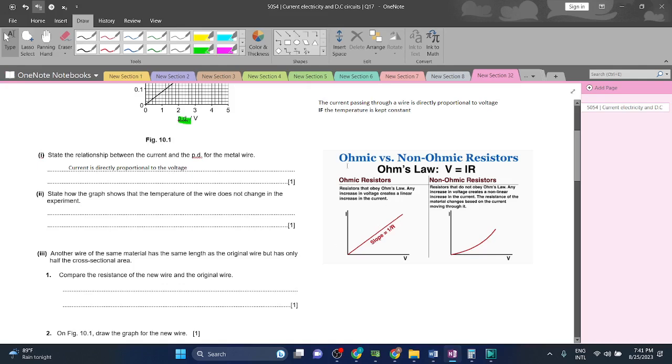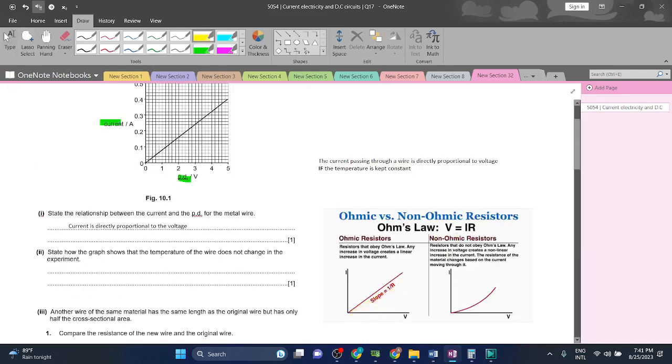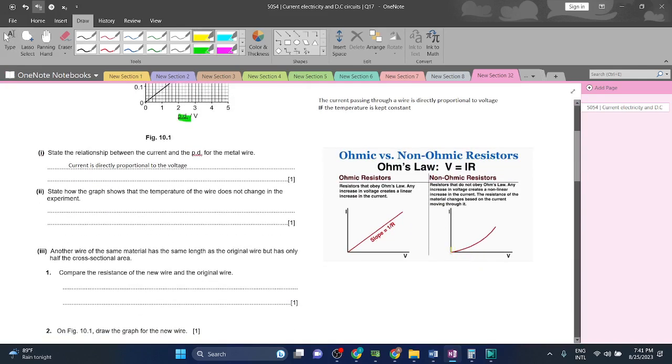Let's look at this. An ohmic resistor has a perfectly straight slope, a straight line. On the other hand, a non-ohmic conductor will be curved. So for resistors that obey Ohm's law, any increase in voltage creates a linear increase in the current because they are directly proportional, while for resistors that do not obey Ohm's law, any increase in voltage creates a non-linear increase in the current.